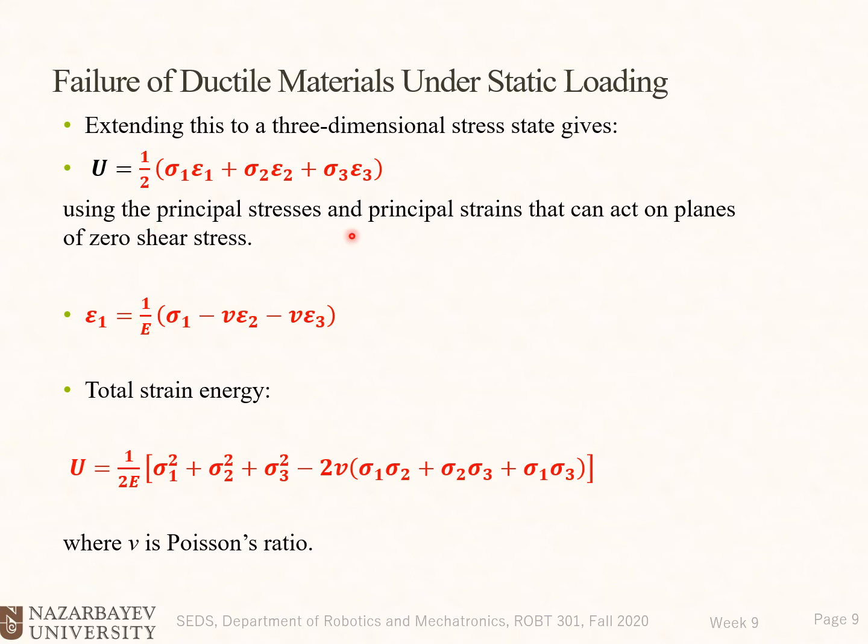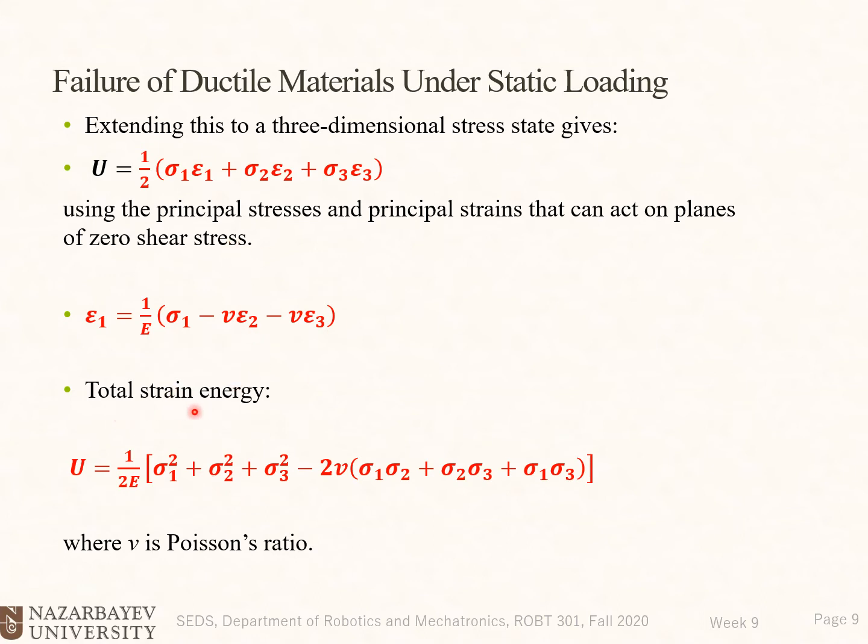Using the principal stresses and principal strains that act on planes of zero shear stress. It's basically the definition again for the principal stress and principal strain coordinate systems. We know that in those coordinate systems there are no shear stresses; they will be zero. Based on the Poisson ratio, epsilon 1 is 1 over E multiplied by sigma 1 minus nu sigma 2 minus nu sigma 3. The reason we want these equations is that we want to eliminate strain from the energy equation and express it totally in terms of stress.